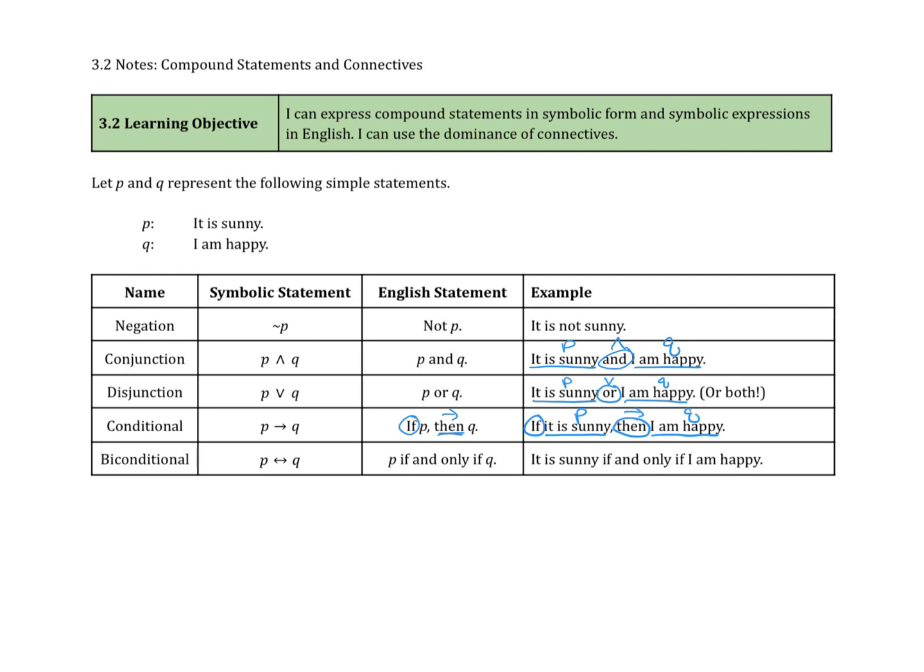And our last one, the double arrow, is called biconditional. It represents if and only if. So P, if and only if Q, we would start with it is sunny, that's P. If and only if goes in the middle. I am happy is Q. And the if and only if really means the conditional in both directions. So it is sunny if and only if I am happy means both if it is sunny, then I am happy, and if I am happy, then it is sunny. So it takes that conditional but goes in both directions.